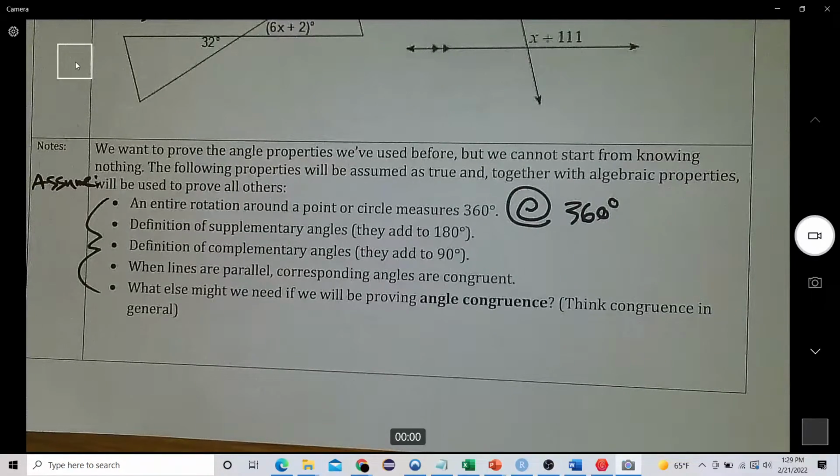That's a big one we're going to use today. So here's my question at the end though. If this is the stuff we've got at our disposal, if these are the tools in our tool chest, plus algebraic properties, and also plus some of the segment stuff that we talked about, the transitive property, the substitution property, the reflexive property.